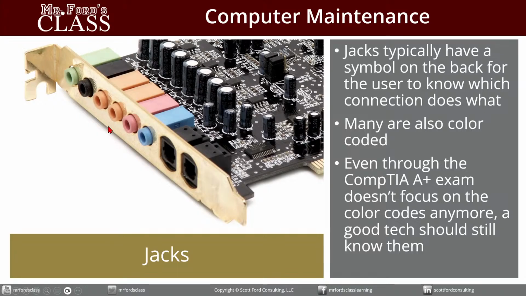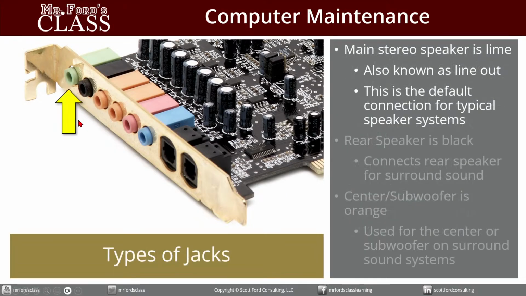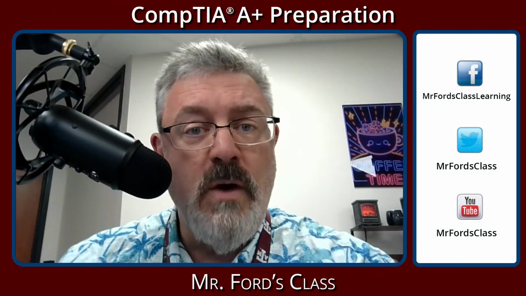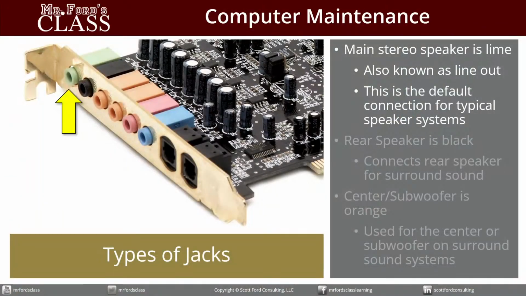Now, traditionally, jacks typically have a symbol in the back for the user to know which connection does what. And they are typically color coded, not that they always have to be, but they typically have a standard color which is associated with them. In the old days of the A+ exam, you had to know which color was for what type of input or output. While not really required anymore, it's still a good idea to know what does what. So let's take a look at the first one.